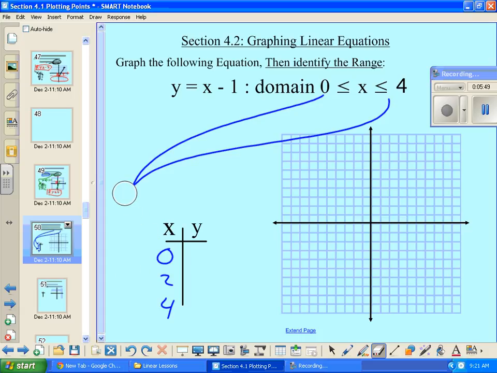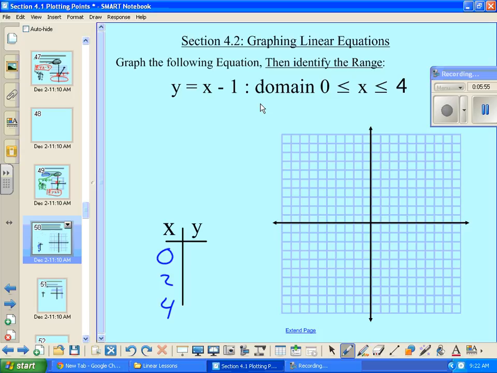Our graph will also look a little different since there are boundaries on both ends of this domain, but I'll talk about that in a second. First, let's just plug these numbers in and see what we get. If I plug in 0, y equals 0 minus 1, that'd be negative 1. If I plug in 2, 2 minus 1 gives me 1. And if I plug in 4, 4 minus 1 gives me 3. So there are my 3 y-coordinates. There are my ordered pairs: (0, -1), (2, 1), (4, 3). (0, -1) means left to right 0, down 1. (2, 1) means right 2, up 1. (4, 3) means right 4, up 3.